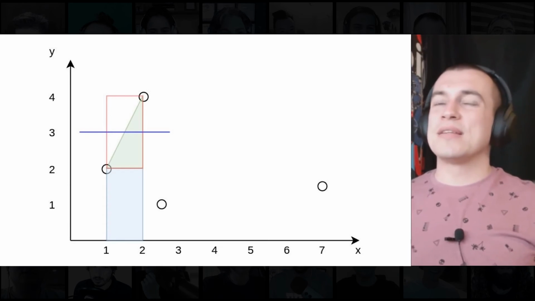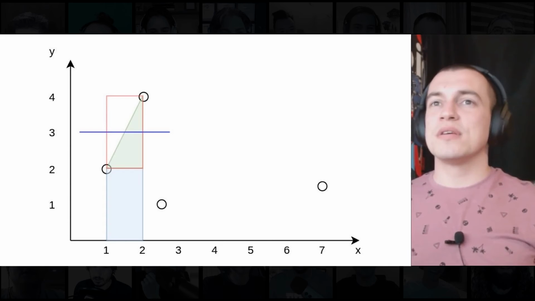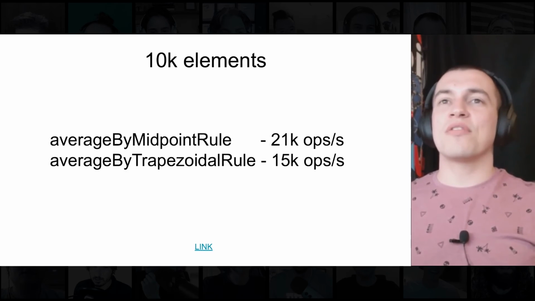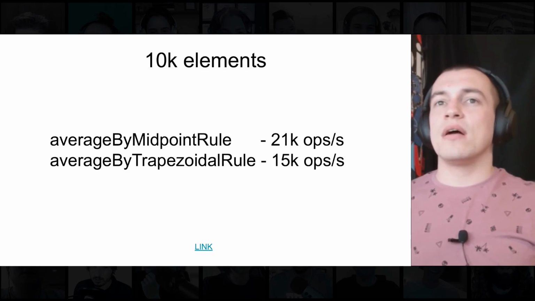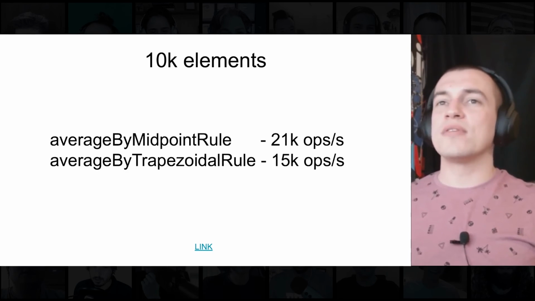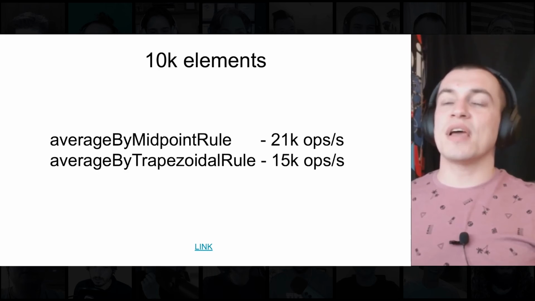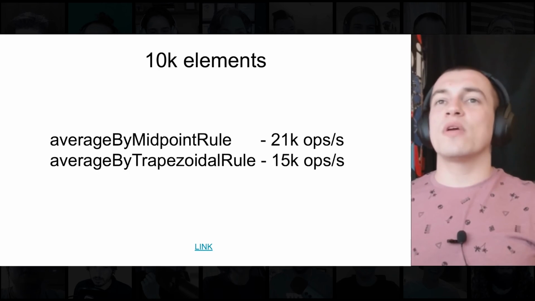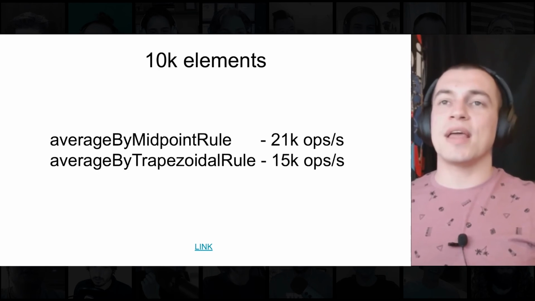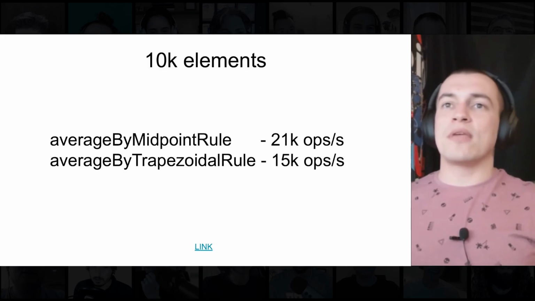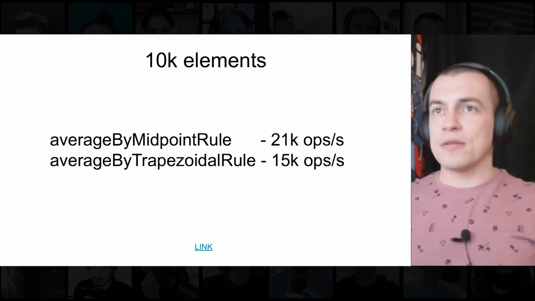And if you run some benchmarks, you can see that both of these rules are pretty performant, and even for 10,000 elements, the average by trapezoidal rule function gives us around 15,000 operations per second, which is just good enough for our use case. And we decided that we're going to proceed with trapezoidal rule at Hazelcast, since it's kind of the best performance to accuracy ratio on the market.